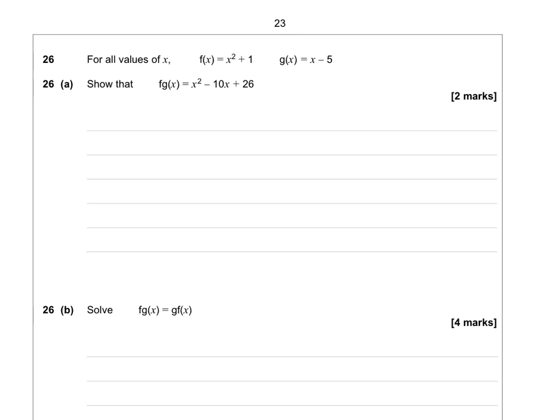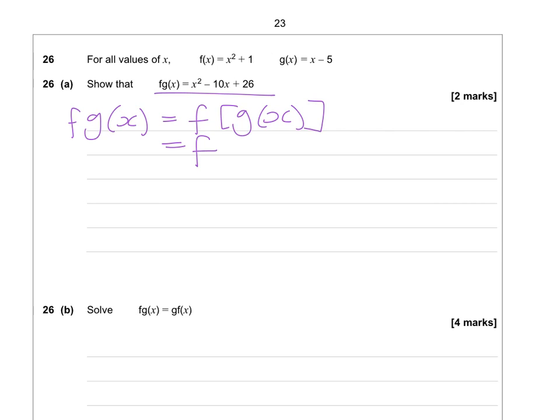Question 26. For all values of x, f of x is x squared plus 1, g of x is x minus 5. Show that fg of x is given by this result here. Fg of x is f of g of x. This is an example of a composite function. So we're doing f to g of x, which is x minus 5.